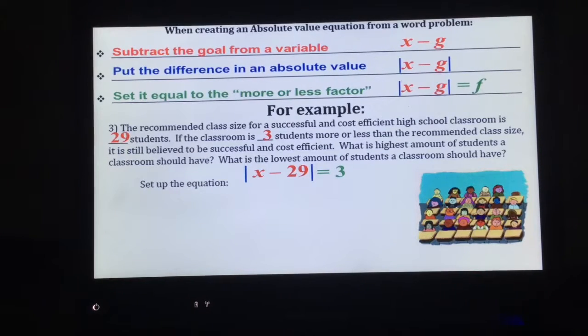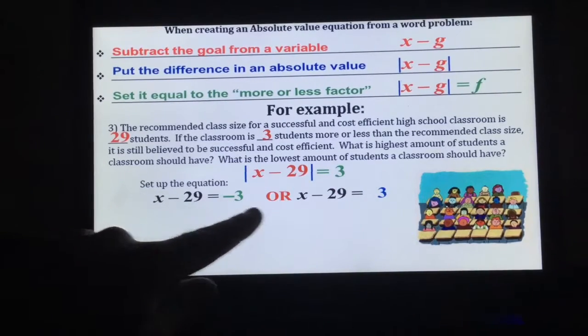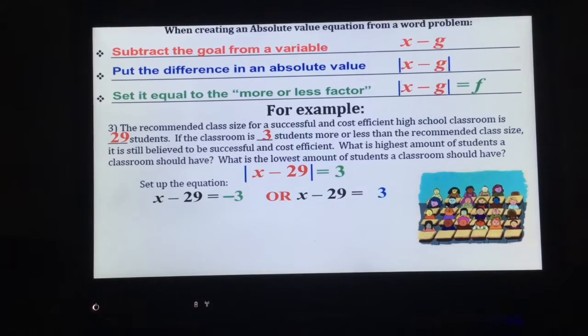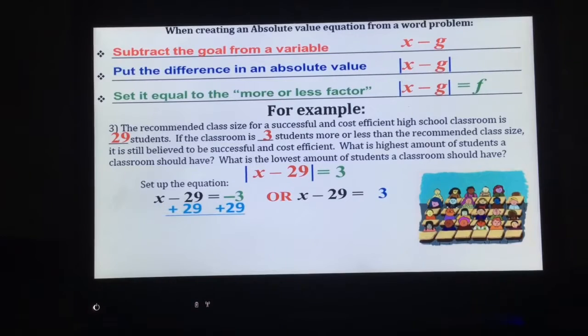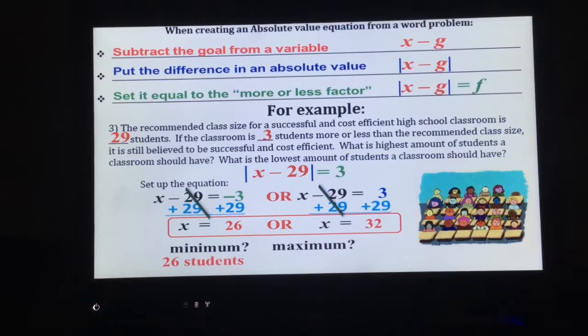All right, now we're going to go ahead and solve it to see how many students we can have in the class. All right, so what you need to do is, since the absolute value is already isolated, you can split it up. So you have what's inside the absolute value is equal to the negative. What's inside the absolute value is equal to the positive. We're going to solve each of these, and in each of these you have to add 29. In this case, we have x equals 26. In this case, we have x equals 32. Okay? Now, what does this actually mean? Well, this means that the minimum is 26 students, and the maximum is 32 students, okay? So that's us first creating and then solving, all right?